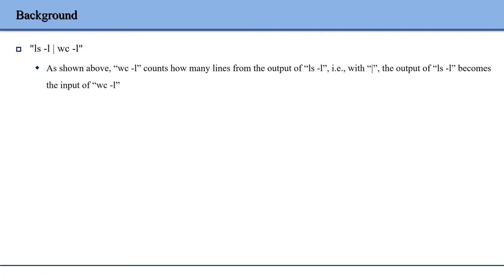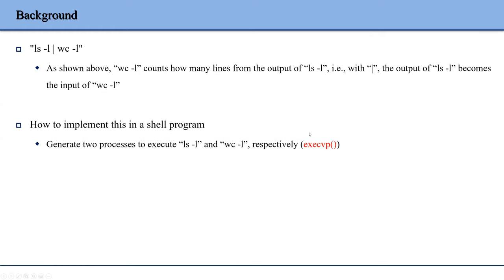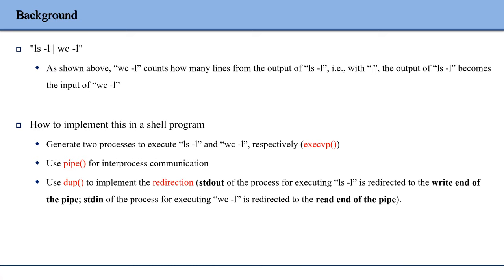So firstly, as for the background, as we mentioned above, ls -l pipe wc -l counts how many lines are in the output of ls -l. To implement this in a shell program, I can give you a bird's-eye view, or general view, of implementing such a program. Basically, first we need to generate two processes to execute ls -l and wc -l respectively. And for our implementation, we could use the execvp interface, which is an available interface provided by C programming. We can directly invoke such an interface to conduct such functionality.